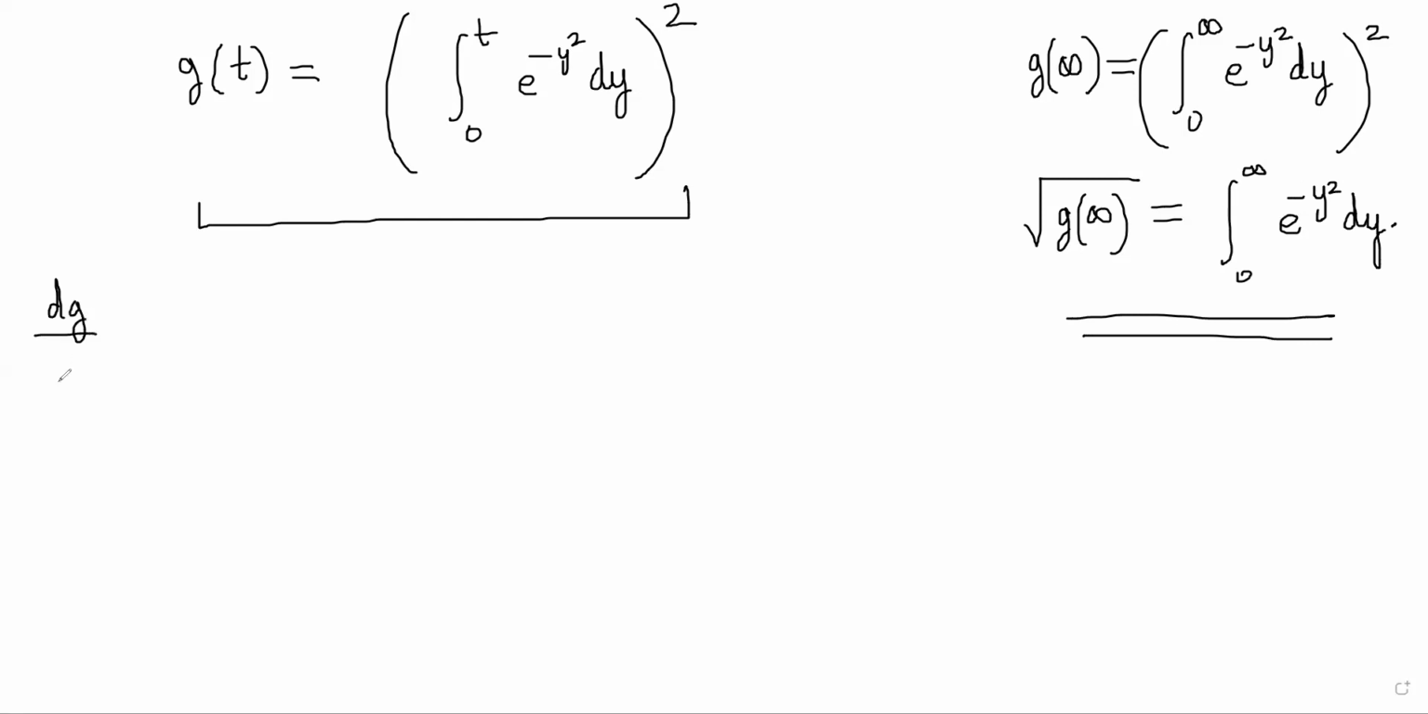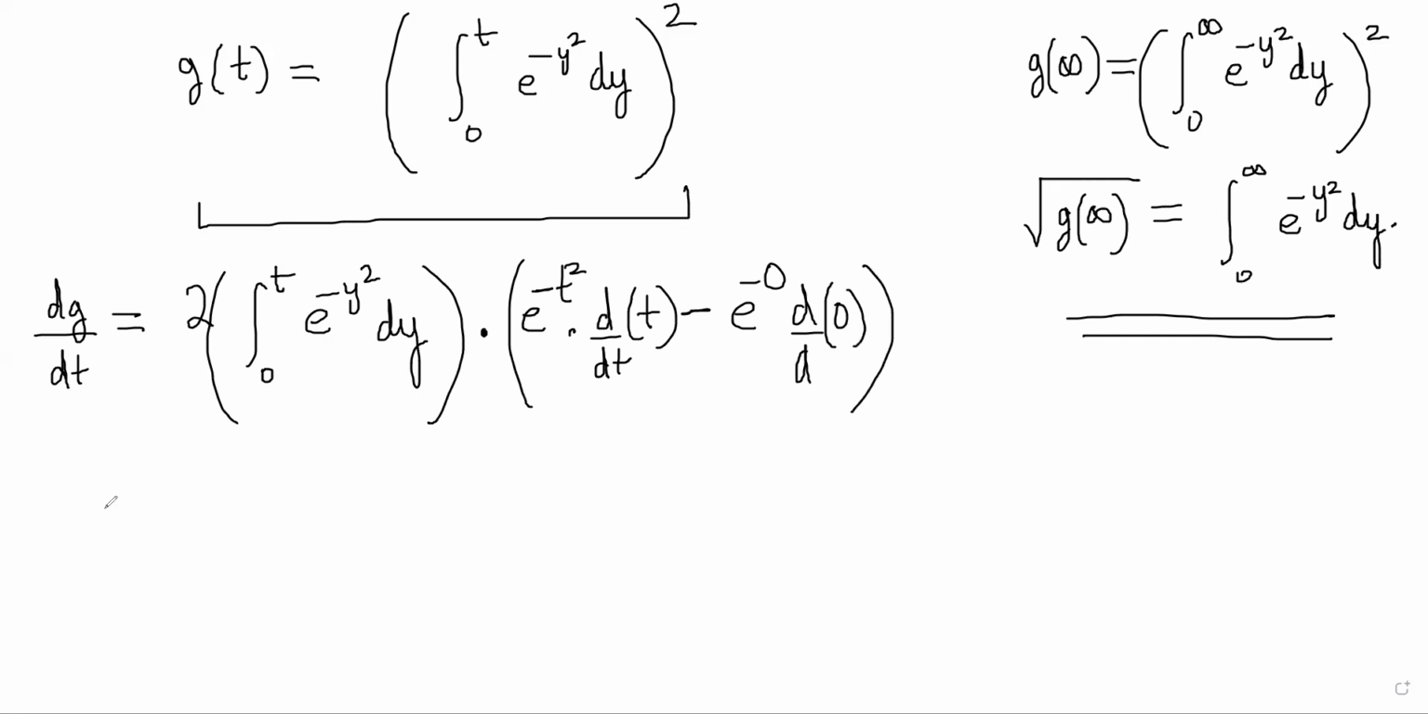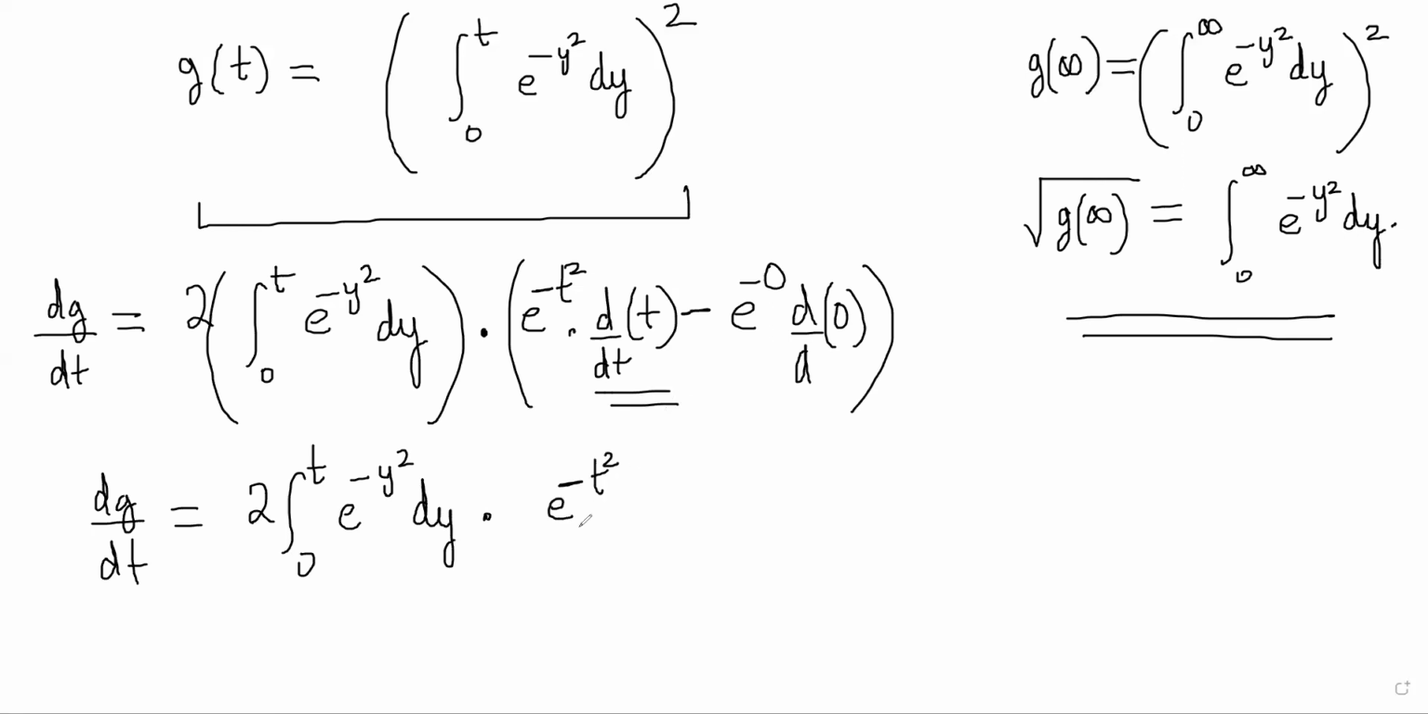So we can say dg by dt. How do I do this? By chain rule, you can write it as twice of integral 0 to t e power minus y square dy, and then multiply it by the derivative of this integral, which will be e power minus t square and differentiation of t, minus e power minus 0 and differentiation of 0, which will become 0, right? So dg by dt is becoming twice of 0 to t e power minus y square dy multiplied by e power minus t square, because the derivative of t is 1, right? So this is my first expression.